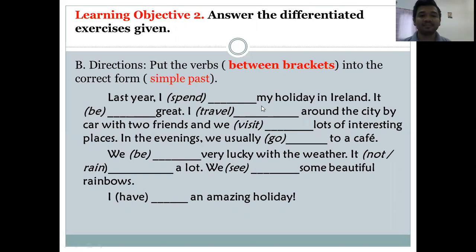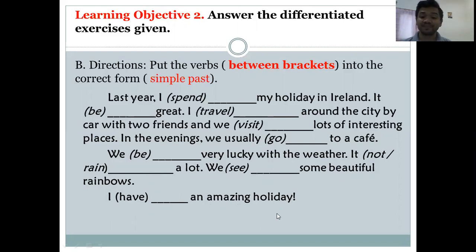Last year, I spent blank my holiday in Ireland. It be blank great. I traveled blank around the city by car with 2 friends, and we visit blank lots of interesting places. In the evenings, we usually go blank to a cafe. We be blank very lucky with the weather. If not rain, blank a lot. We see blank some beautiful rainbows. I have blank an amazing holiday.